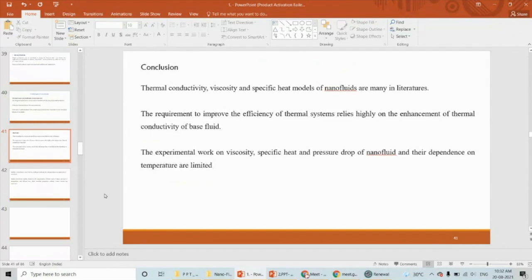Conclusion: the thermal conductivity, viscosity, and specific heat models of nanofluids are many in the literature. The requirement to improve the efficiency of the thermal system relies highly on the improvement of the thermal conductivity of the base fluid. The experimental work on viscosity, specific heat, and pressure drop of nanofluids and their dependence on temperature is limited.